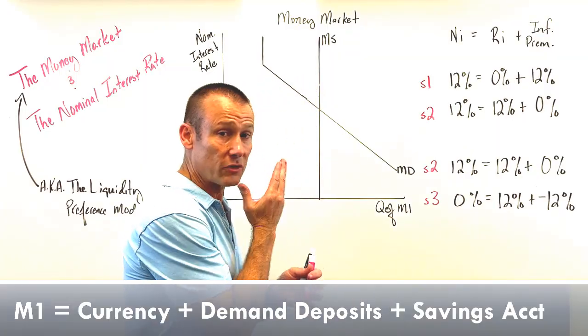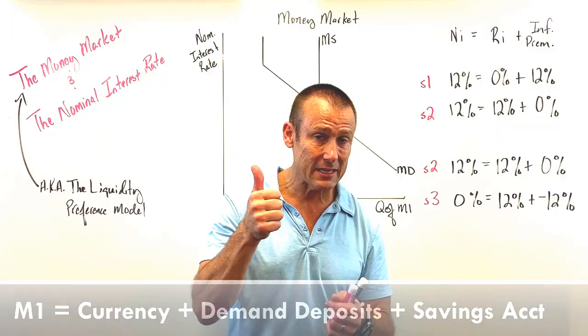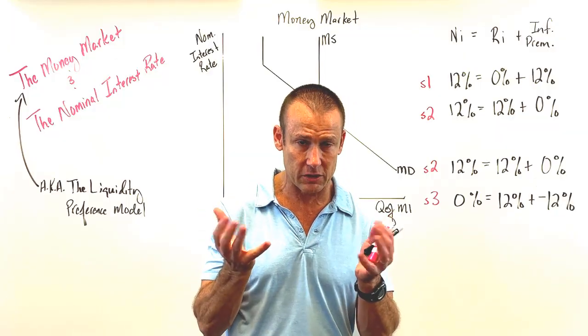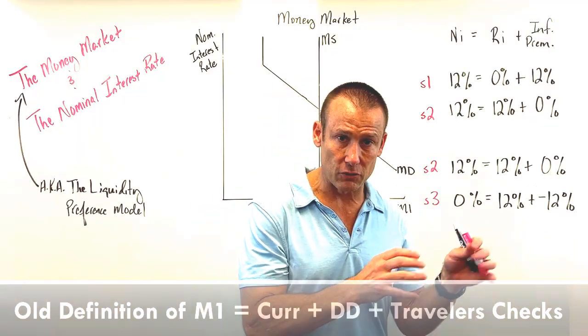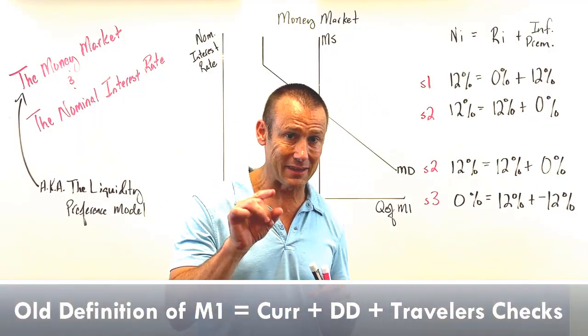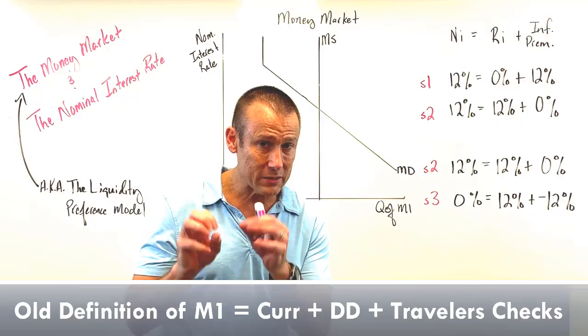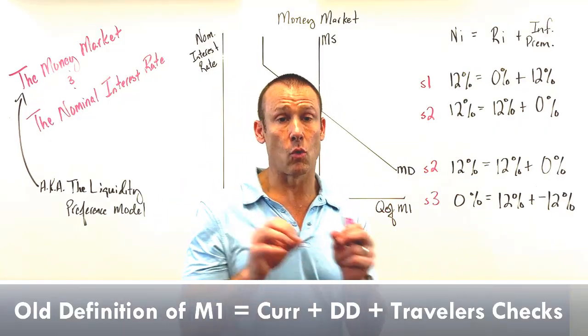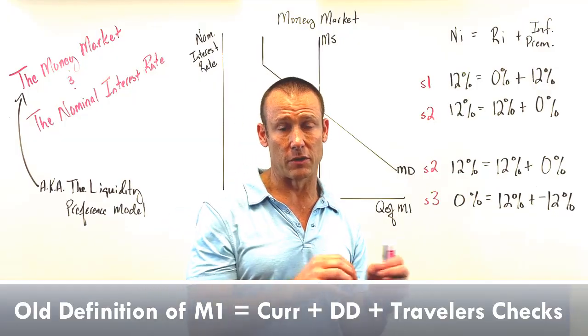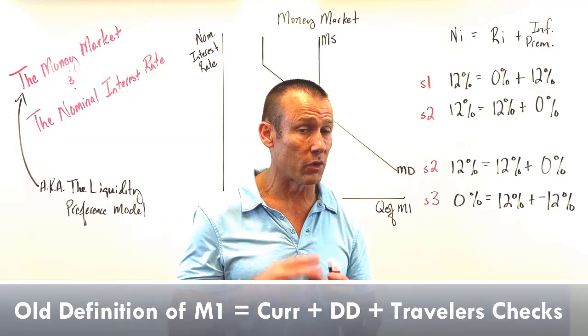That's a new addition to M1. When this model was constructed, it was simply currency in circulation, money in your checking account, your demand deposit, and traveler's checks. And here is the big thing. All of those assets provide no nominal return or a very low nominal return. The easiest one to talk about is, of course, currency.